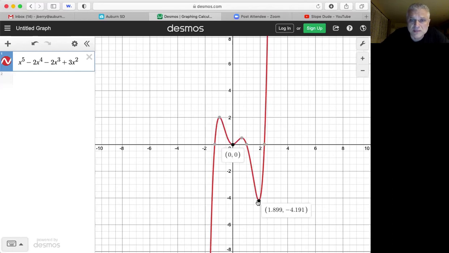This is a relative min of negative 4.191, and it's located at 1.899. Okay? Again, it's a relative min because there are points far below that y coordinate. As a matter of fact, it goes down to negative infinity and up to infinity. Okay? So that's max and min, relative max and relative min for this one.